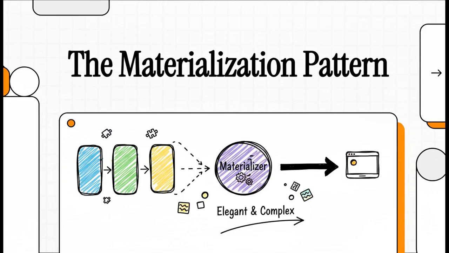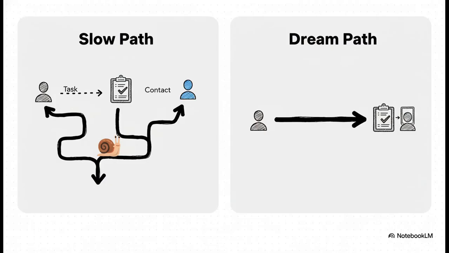By the end of this, you're going to understand exactly how it works and when you should or shouldn't use it. So this is the core of the problem, laid out right here. On the left, you've got the slow path. And let's be honest, this is reality for a lot of us. Your app asks for a task, it gets back a contact ID, and then it has to go make a whole second trip to another service just to find out the contact's name.